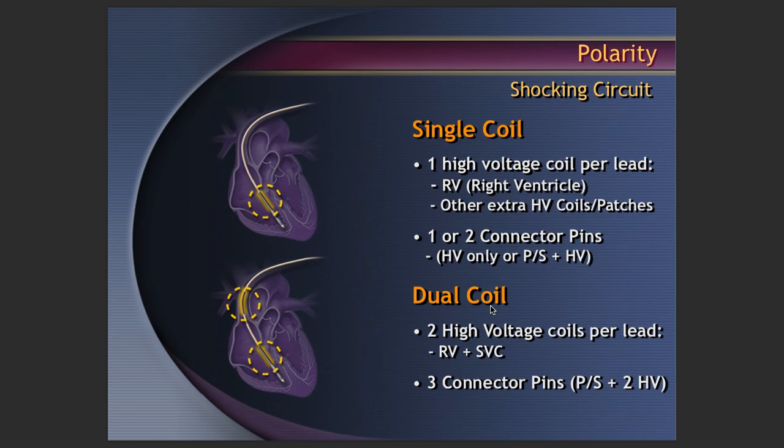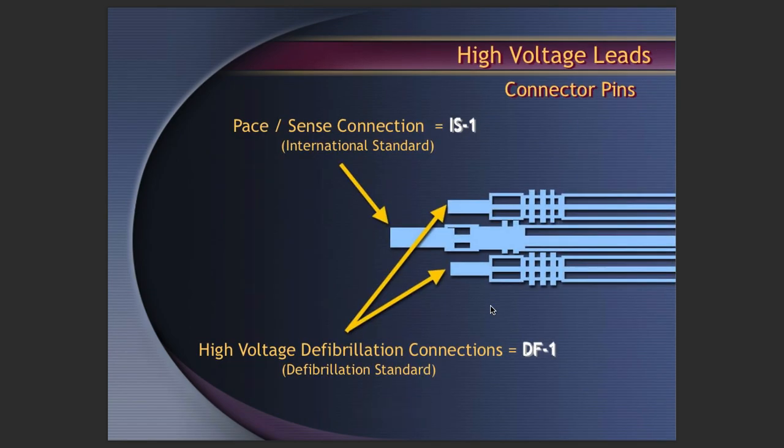Similarly, it can also have a dual coil, which has two high voltage coils per lead: RV plus superior vena cava. It also has three connector pins. There are definite international standards which have to be followed whenever these connector pins are used for these devices.